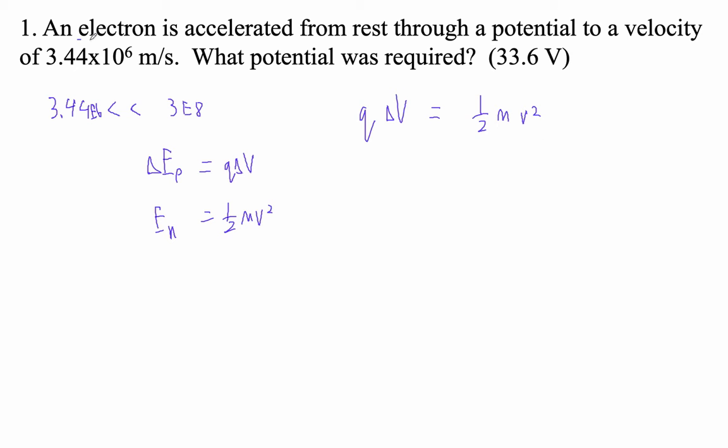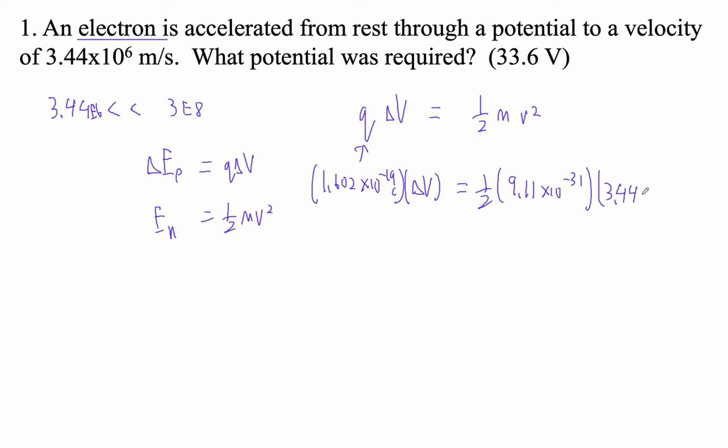For an electron, you have to look up the mass. The charge is going to be the electron charge, the elementary charge, 1.60 E minus 19 coulombs. And then the potential is what we're trying to solve for. And then 1/2. Electrons are 9.11 times 10 to the minus 31st kilograms. And then 3.44 times 10 to the 6th squared.